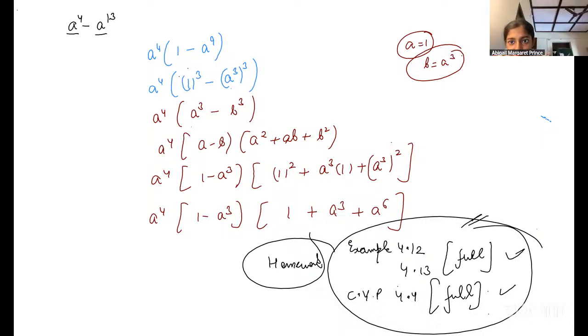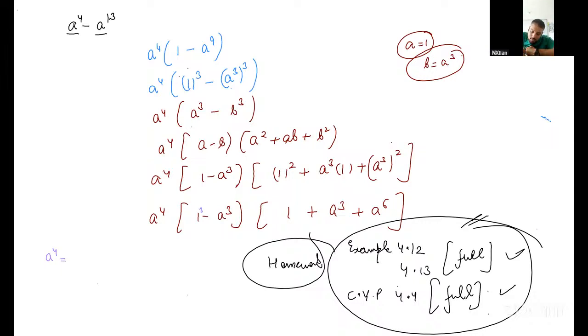Sir, we can simplify this more, right? How will you simplify it? Like we can put 1 as 1 cube minus a cube. Yeah, you can do that also. You can do more. Like how Abigail is trying to say, this is 1 cube, a cube, so again it's in the form of a cube minus b cube, where a equals 1 and b equals a. So you can do more. Good observation.